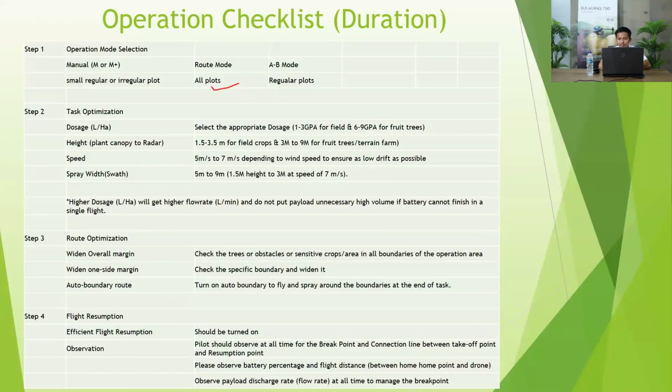When you optimize the task for speed, you can go 5 meters to 7 meters per second. You may see some of the pilots just put the maximum flight speed. It is right for a mapping drone, but not for an agriculture drone. Even though your drone can handle the maximum flight speed, I won't suggest more than 7 meters per second. Why? Because 7 meters per second is the limitation of our obstacle avoidance radar. If you fly faster than 7, it will not detect obstacles properly.